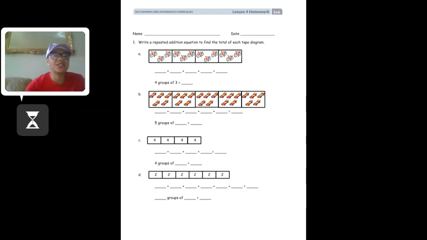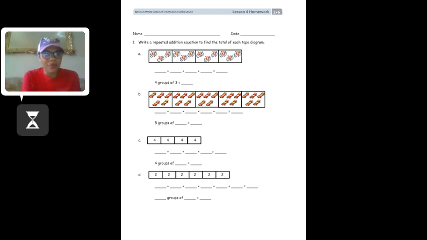So C tells us that we're going to complete this repeated addition equation, but we're working with numbers this time and we're not working with pictures. Instead of like in A and B where we had pictures of bikes and skateboards, now we only have numbers. We only have the number 4 in letter C that we're going to be working with in our tape diagram. So I'm going to grab my red pencil and let's get started.